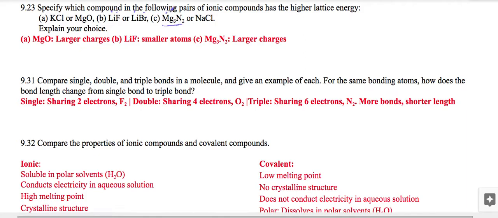Again, we have positive 2 and negative 3 for the charges here, and so a much larger lattice energy for that one. Single, double, triple bonds. So single bonds is the sharing of 2 electrons, like in fluorine. Looks like that, the Lewis structure. Double would be oxygen, and triple would be nitrogen. So sharing of 4 electrons, sharing of 6 electrons. And as we increase the number of bonds from single, double, triple, the bonds shorten. So we have the atoms closer together.